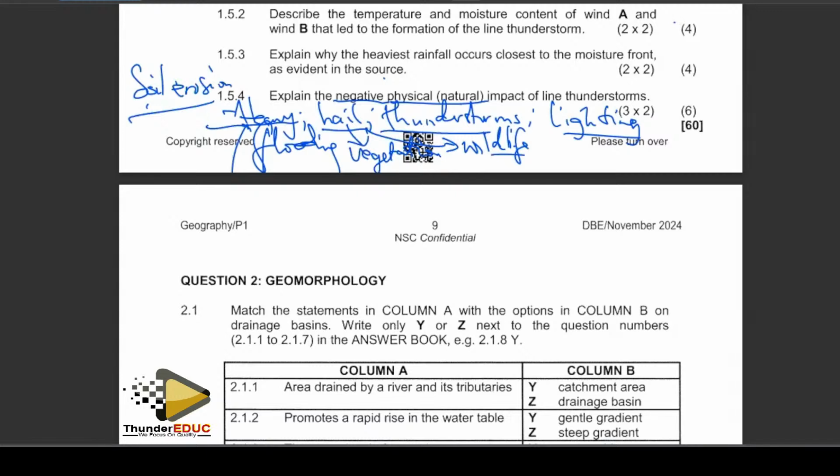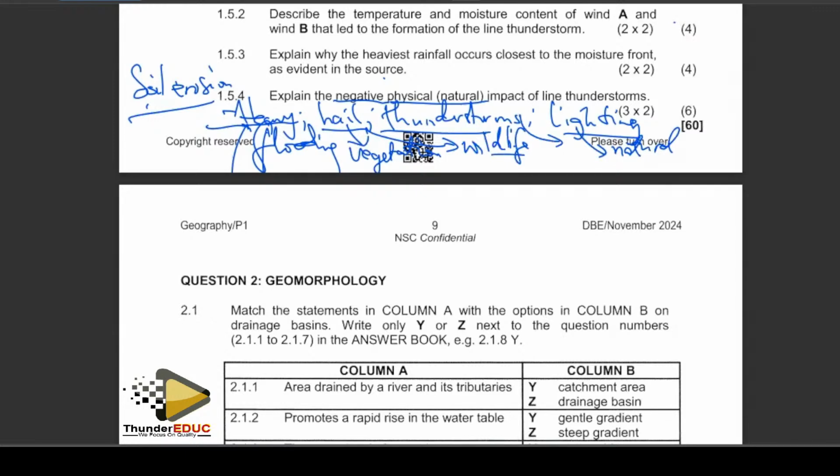It's a negative implication. Or talk of thunderstorms. What is the negative implication on the natural environment? Displacement of wildlife. Talk of lightning causing natural fires, which can destroy habitats, which can destroy ecosystems, which can destabilize the balance of nature. So your question should be articulate to natural environment.